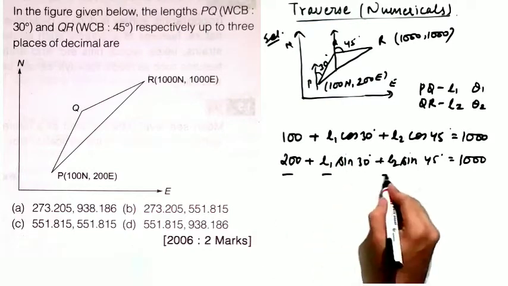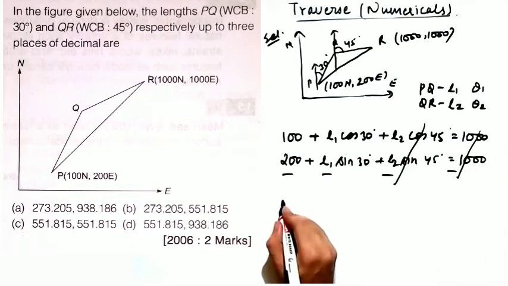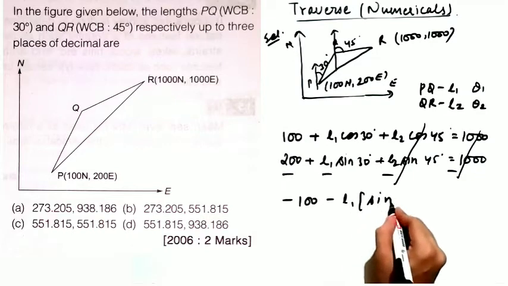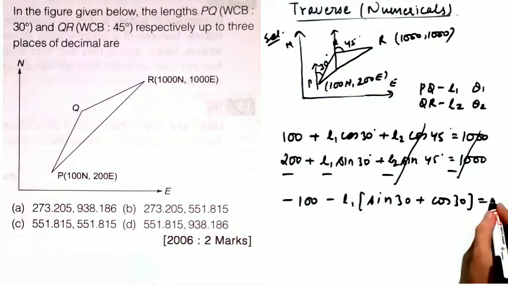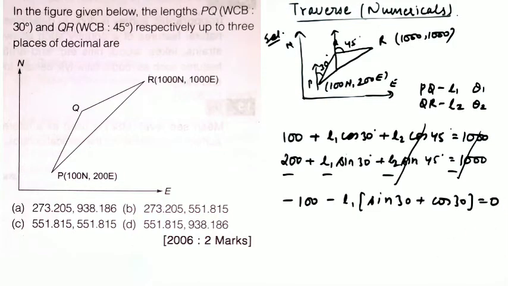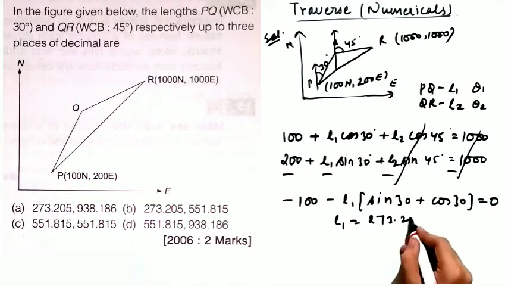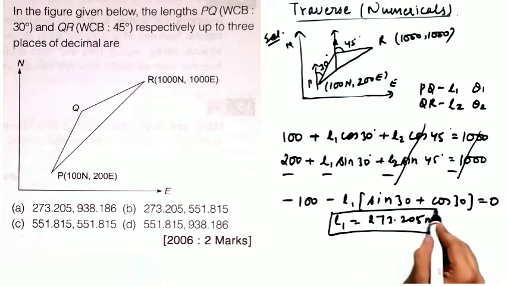You can change the signs. This will cancel out, this will cancel out. So you will be left with minus 100 minus L1 sin 30 plus cos 30 equals 0. Using this equation, you can solve for L1 and you get the value of L1 as 273.205 meters. So this is the length of traverse PQ.